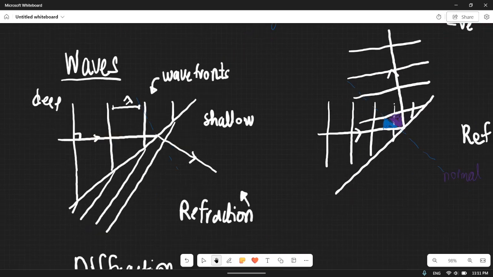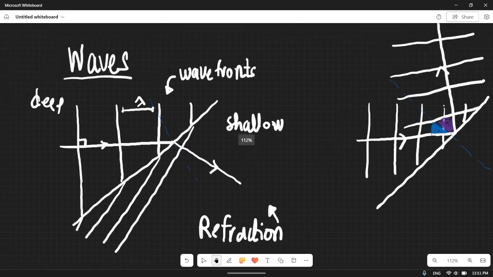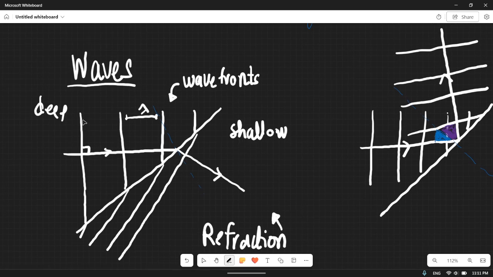Okay, then we move on to waves. As for waves, you need to know that these wave fronts are always going to be perpendicular like this, okay? And then the distance between them is called the wavelength, okay? If you don't know, this is the symbol for wavelength, lambda.